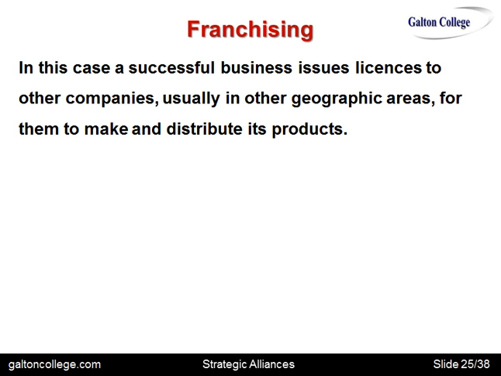In this case, a successful business issues licenses to other companies, usually in other geographic areas, for them to make and distribute its products. So it's a way of expanding the business. The business has a good idea, it's working in the local market, so it licenses the really good idea to somebody in a different part of the country, so they can open and exploit it there as well. And it's done under license.